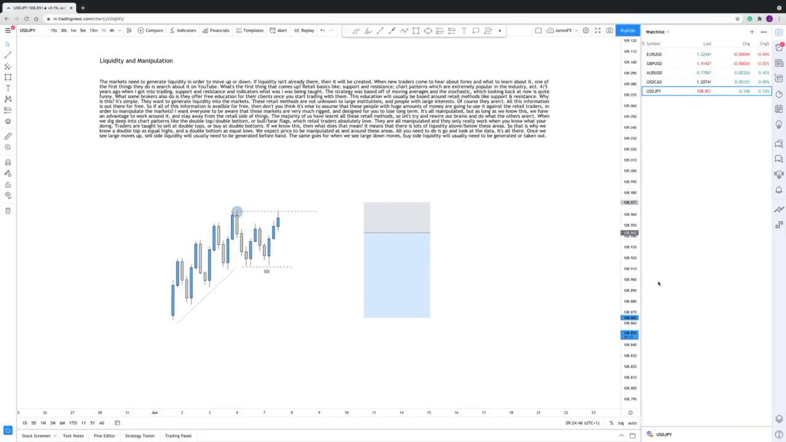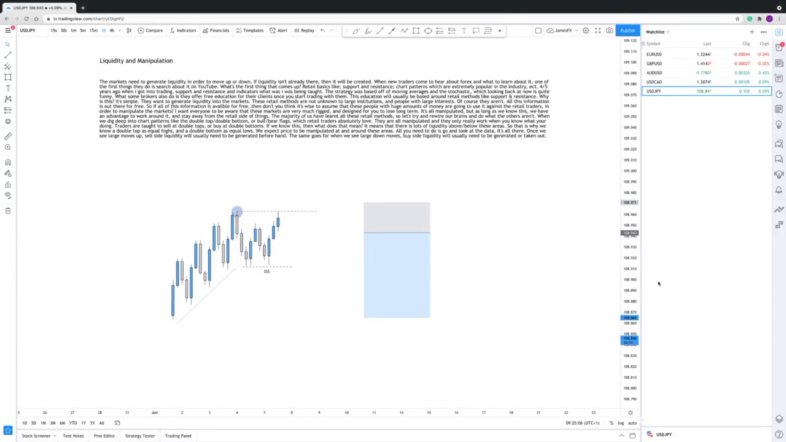So that is why we know double tops as equal highs and double bottoms as equal lows. We expect price to be manipulated at and around these areas. All you need to do is go back and look at the data because it is all there.